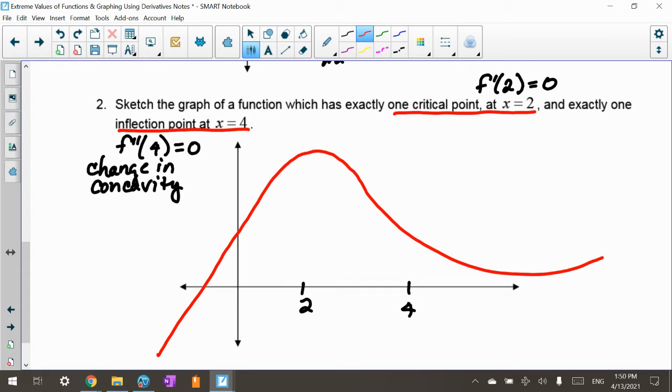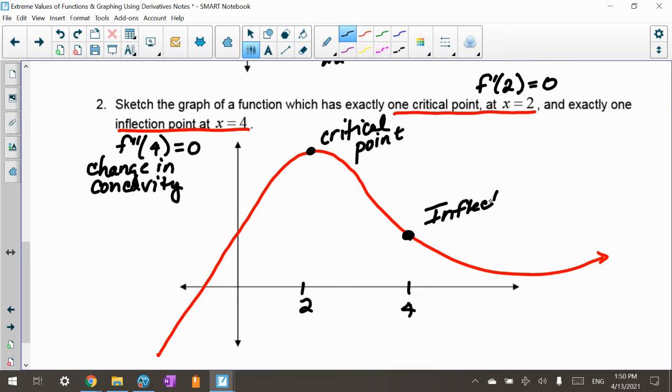So let's look at here. Here's concave down. So first of all, here is my critical point, which looks like a local max, and then here it looks like it's concave down and switching to concave up right here. So I'm calling this my inflection point.